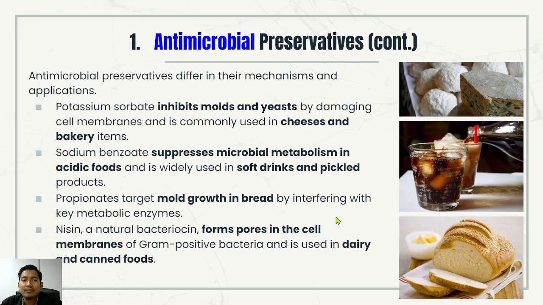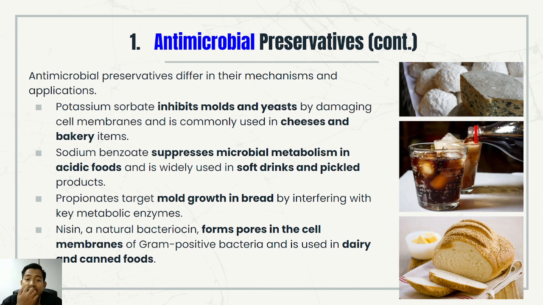failure. Next, they differ in their mechanism and application. For example, potassium sorbate inhibits molds and yeast by damaging the cell membrane, and is commonly used in cheese and bakery items. This is an example of cheese. Sodium benzoate suppresses microbial metabolism in acidic food, and it is widely used in soft drinks and pickle products. So basically, if you are developing an acidic drink, you will use sodium benzoate for your product.